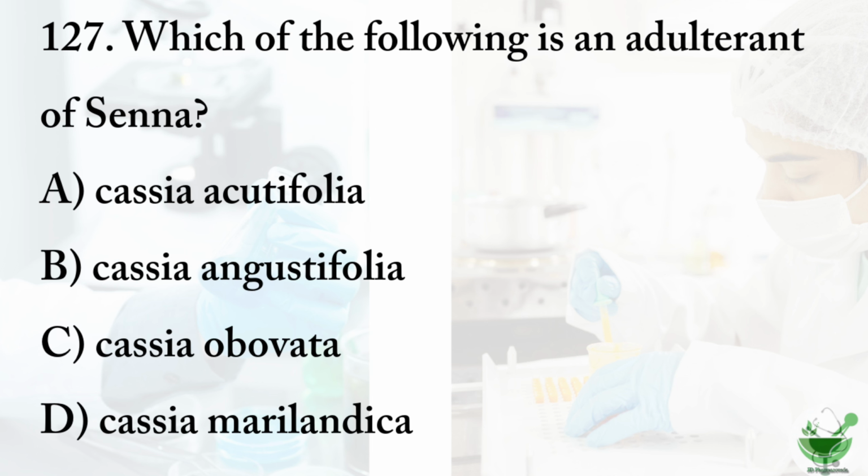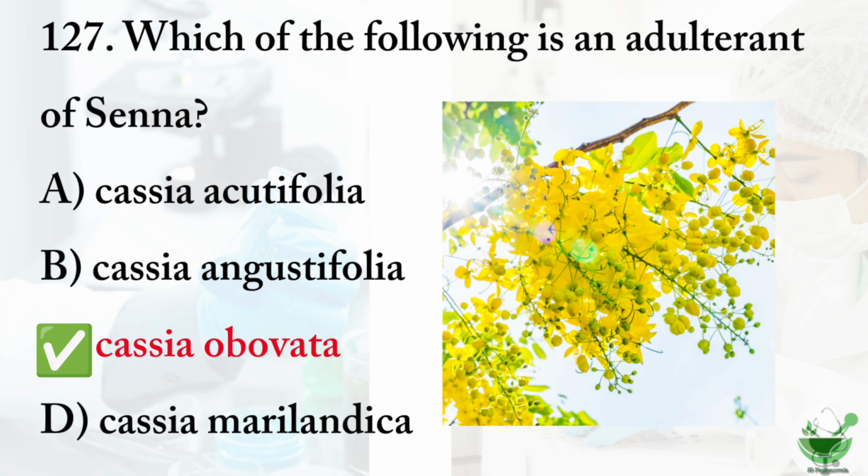Then question number 127. Which of the following is an adulterant of senna? Option A, Cassia acutifolia, option B, Cassia angustifolia, option C, Cassia obovata, option D, Cassia merrill indica. The correct option is option C, Cassia obovata.